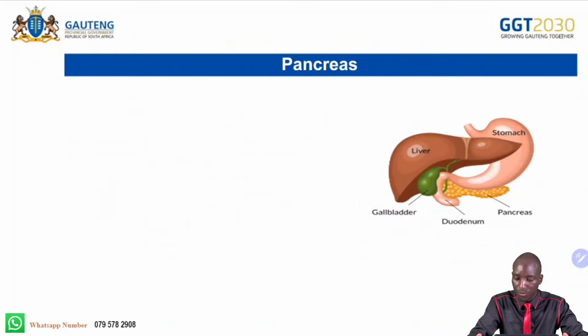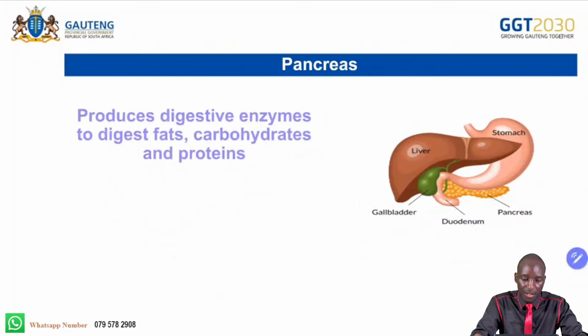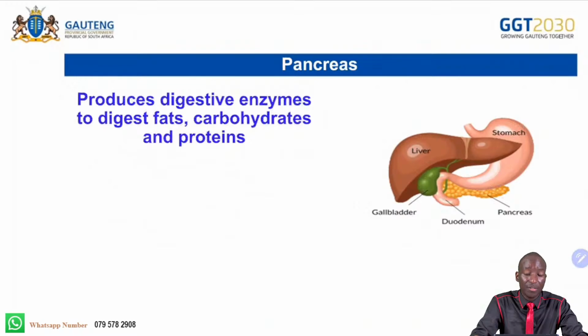And other parts again that we just discussed, including the liver there at the top, and the gallbladder. Then above there we've got the stomach, and then the duodenum. So the pancreas is there, yellow, there it is. What's the role of the pancreas? It produces digestive enzymes to digest fats, carbohydrates and proteins. That's the role of the pancreas.